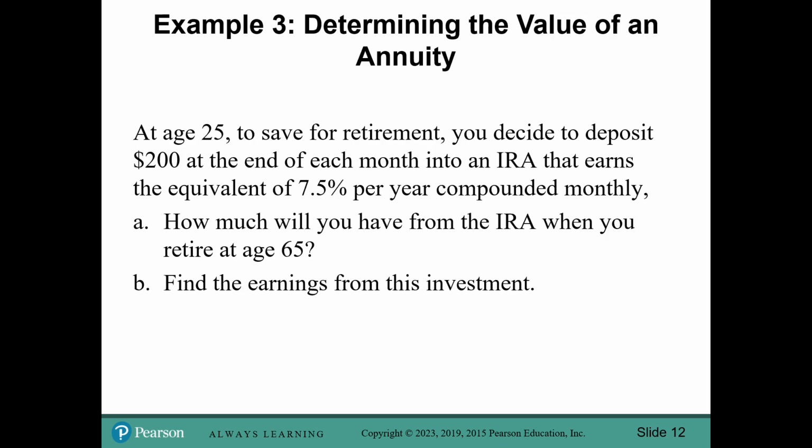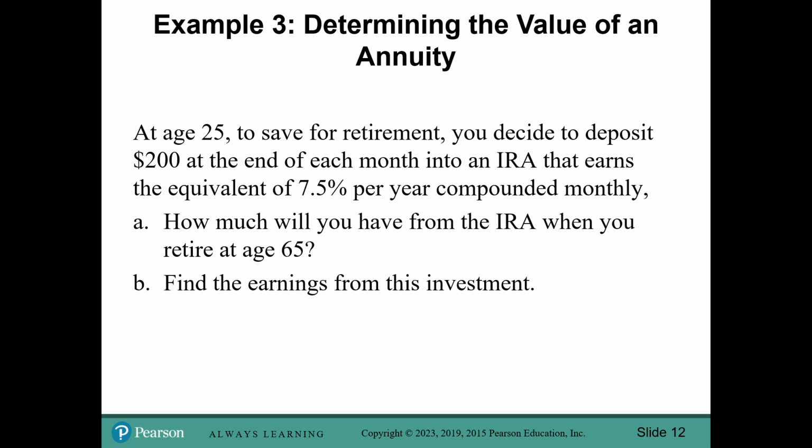All right, example 3. Let's determine the value of an annuity. But now we're not going to be compounding per year. We're going to be compounding on different terms based on the year. Okay. So at age 25, to save for retirement, you decide to deposit $2,000 at the end of each month into an IRA that earns the equivalent of 7.5% per year compounded monthly. How much will you have from the IRA when you retire at age 65? Let's find the earnings from this investment.